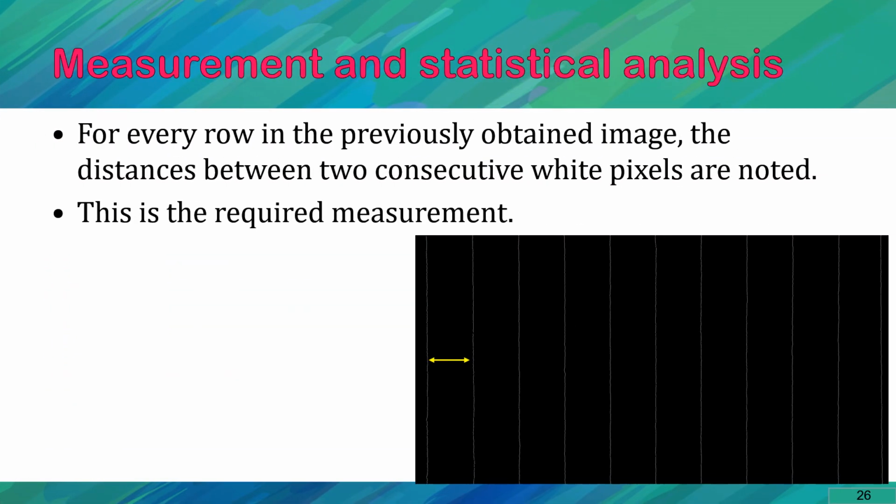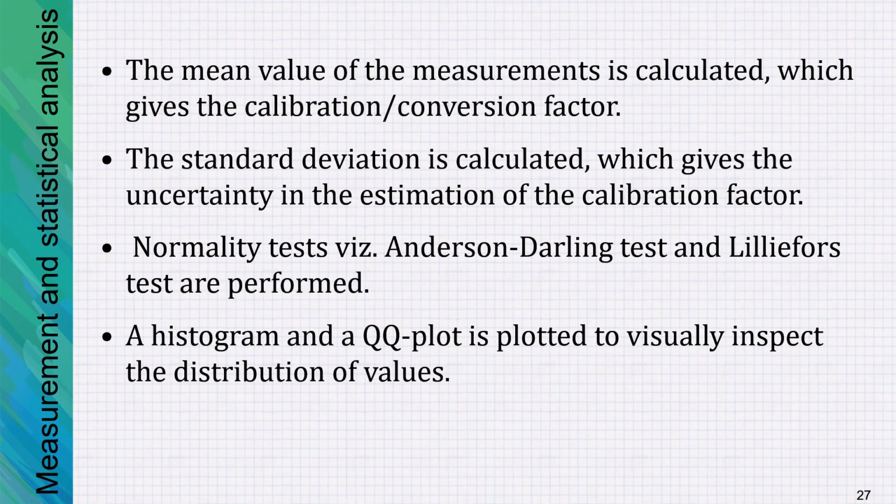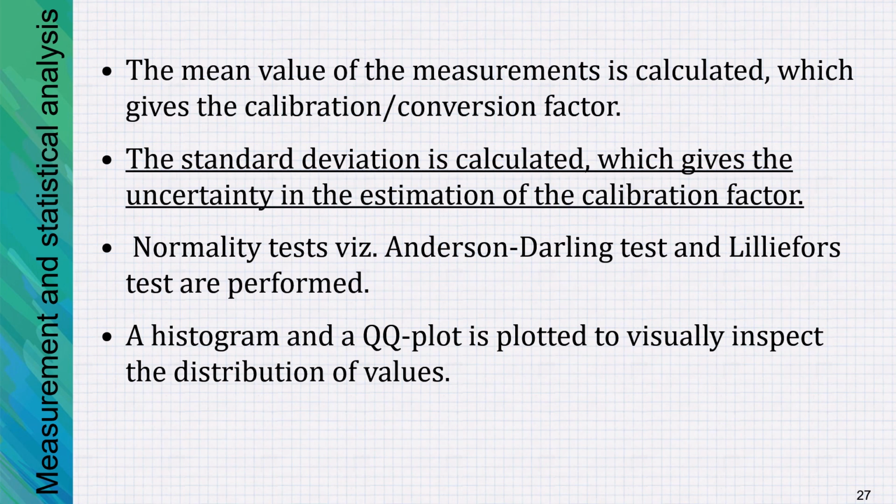In the measurement and statistical analysis section of the algorithm, we measure the distance between two consecutive lines of the stage micrometer from the straightened and cropped image and perform statistical analysis on the obtained values. Most importantly, we get the standard deviation, which is useful in understanding the accuracy of the calibration factor being used and not usually available with the more traditional approach.